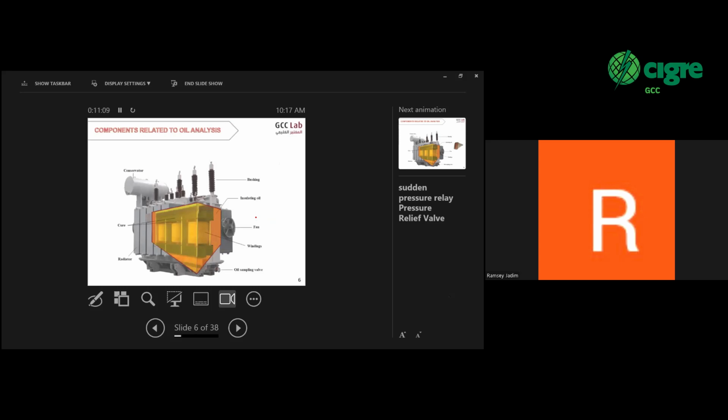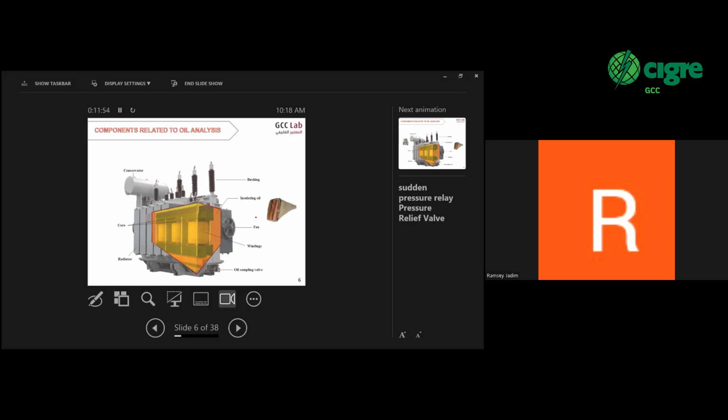I will talk a little about the components related to the oil analysis. The most important here is the winding, or the insulating paper, which is the heart of the transformer. So the first part exposed to any issue in the insulating oil is the paper here. If there is overheating or arcing or partial discharge, the effect is mostly on the paper.